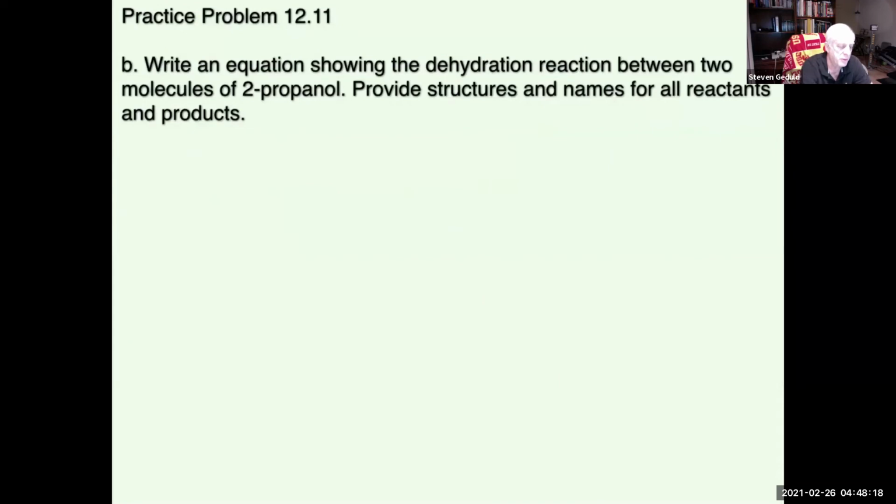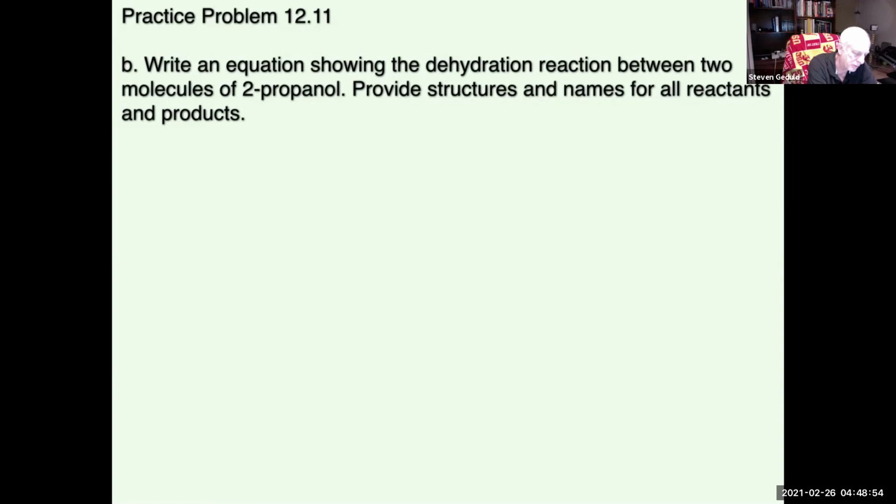Two molecules of 2-propanol. Okay. 2-propanol, propane is 3 carbons. 2-propanol, and the OH group is on the number 2 carbon. Okay, that's a CH group right there. And it takes 2 of them. That's a really lousy drawing. Hold on. We can do better than that.